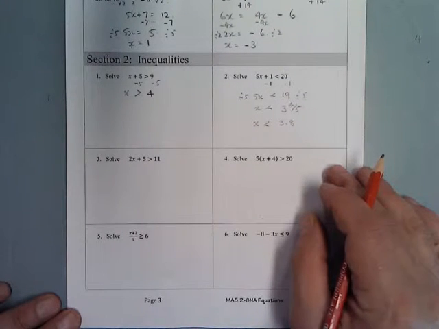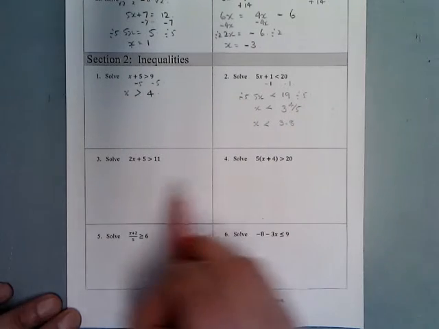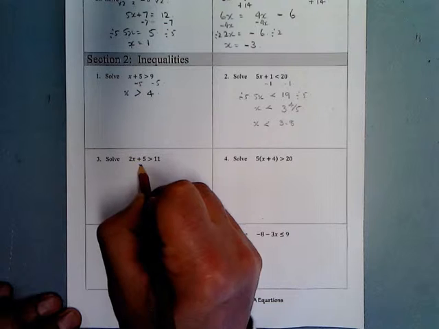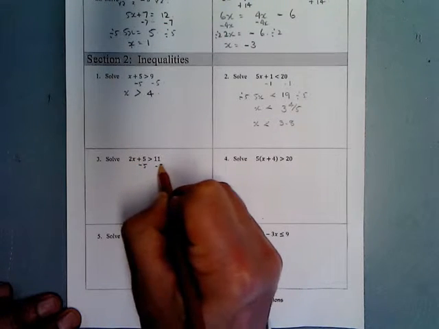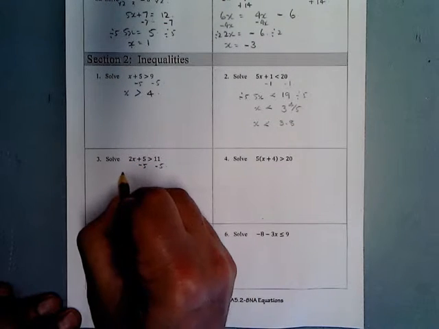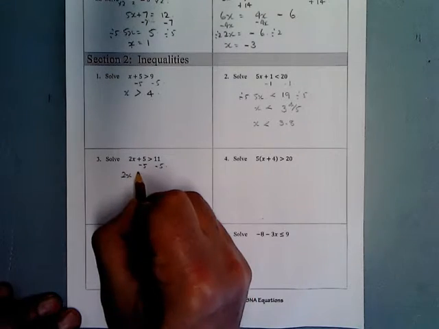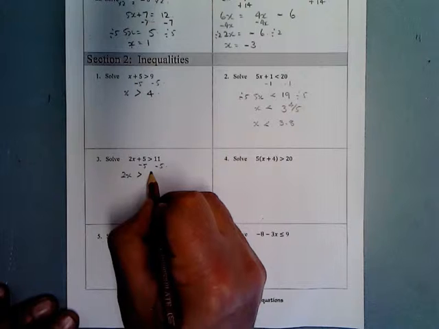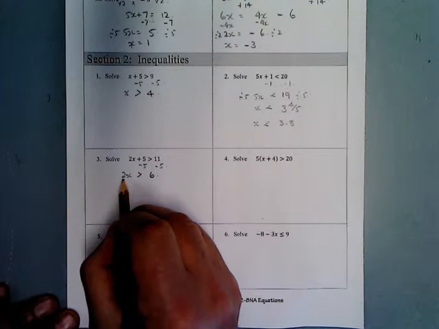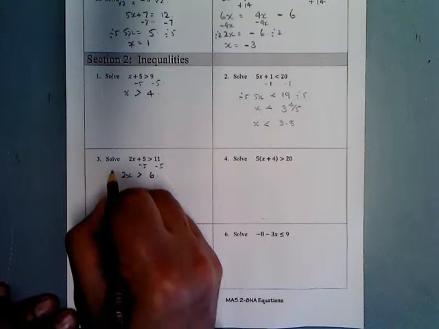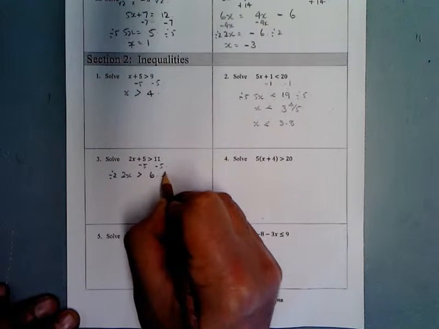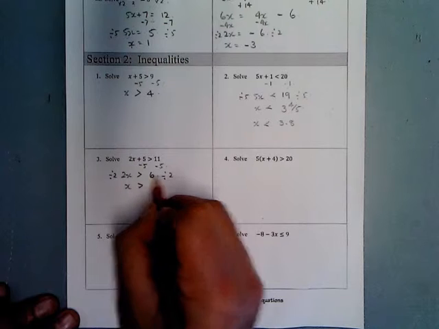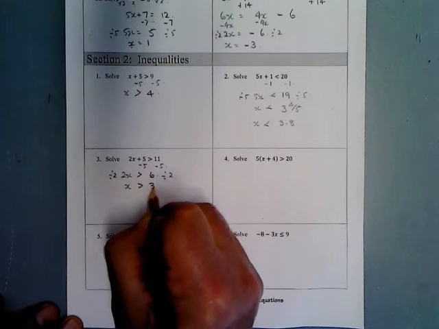Okay, question 3. 2x plus 5 is greater than 11. Let's subtract 5 from this side and likewise here. So we have 2x is greater than 11 minus 5, which is 6. Let's get rid of the 2, so I'll divide this side by 2, divide that by 2. So x is greater than 6 divided by 2, which is 3.